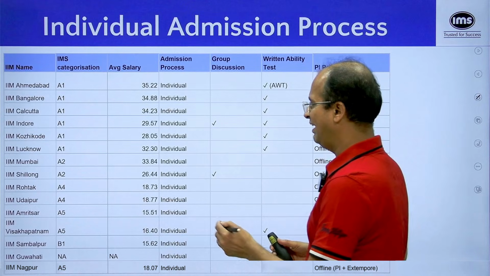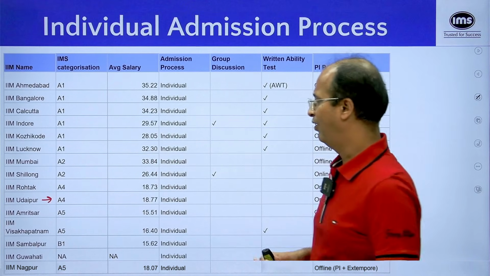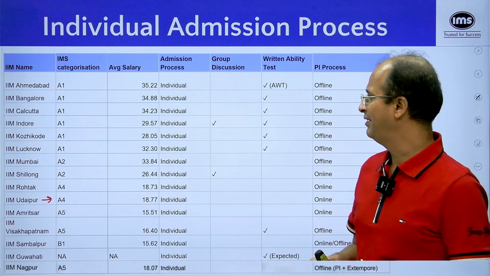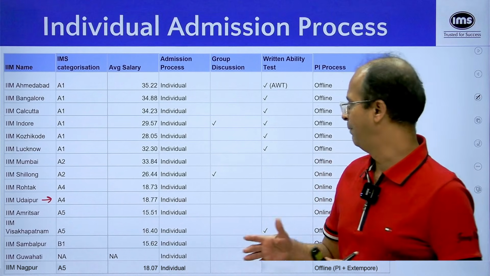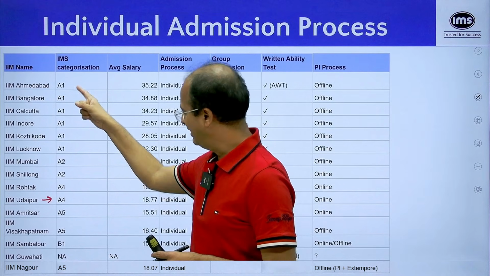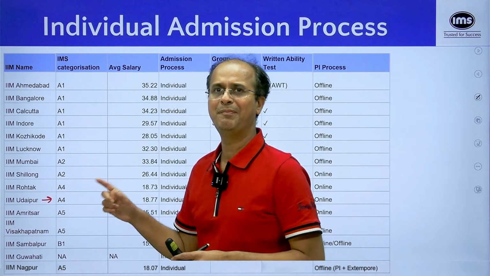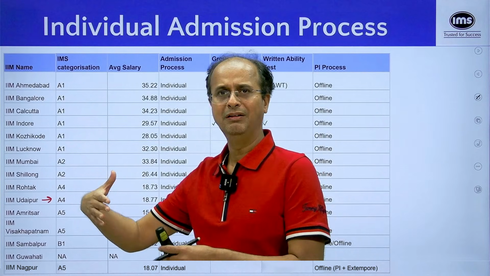So for example, till last year, IIM Udaipur was a part of the CAP round. But this year, IIM Udaipur had decided to have their own individual process, right? For each B school, you also see the IMS category that they belong to. This is our assessment of the B school program, right?